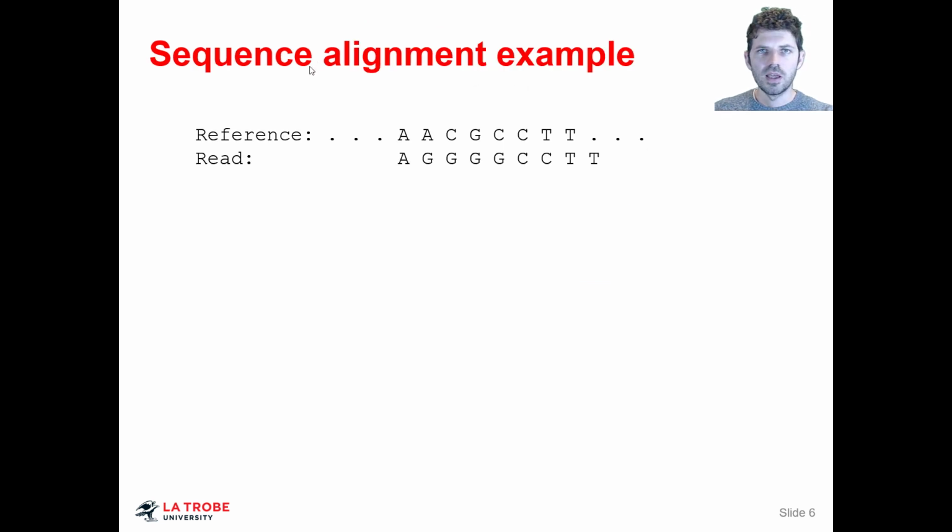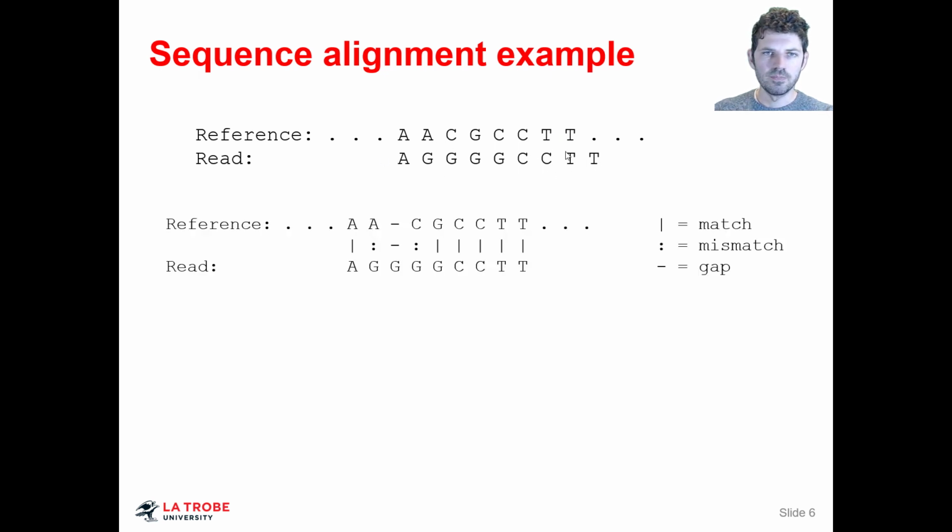So how do we do alignment? I've broken it down to a much simpler example here. Let's say, for instance, this is our reference. This is just a chunk out of a much larger sequence, but it could be from the human genome, so something quite long, about 3 billion base pairs. And here is our short read.